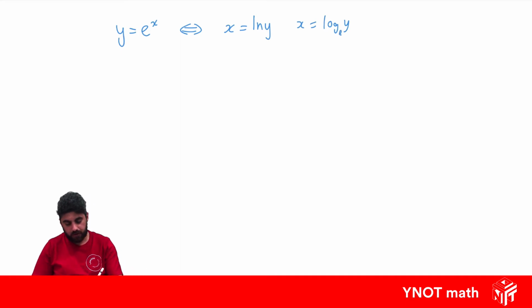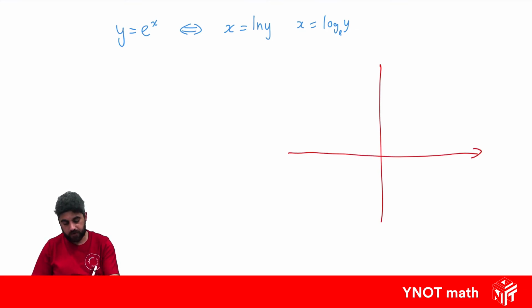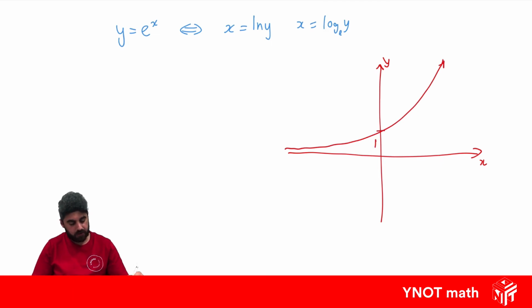So let's draw a number plane and graph these two functions. So y equals e to the power of x is our exponential that goes through 1, and it has an asymptote on the x-axis. So as x gets really, really small, y is approaching 0 there.